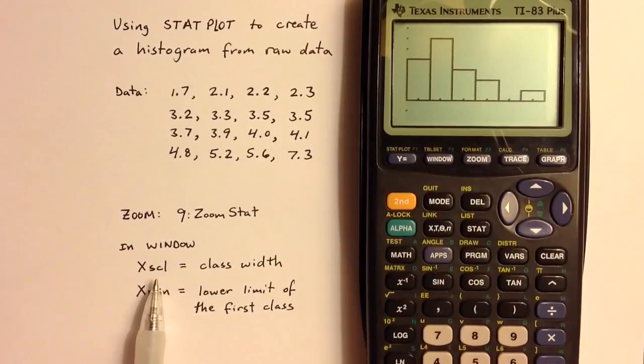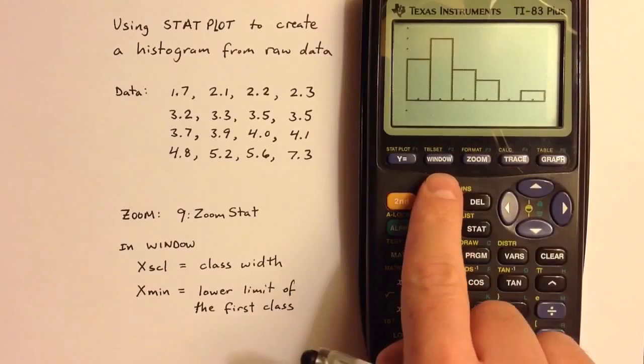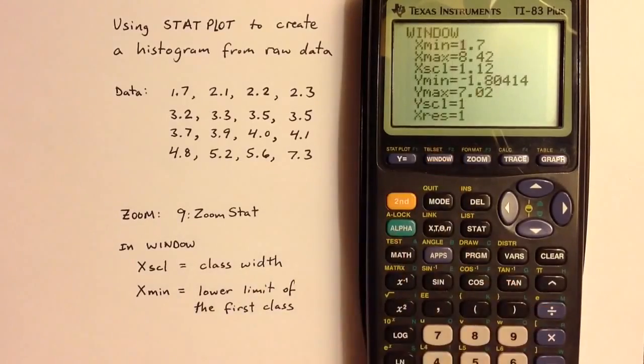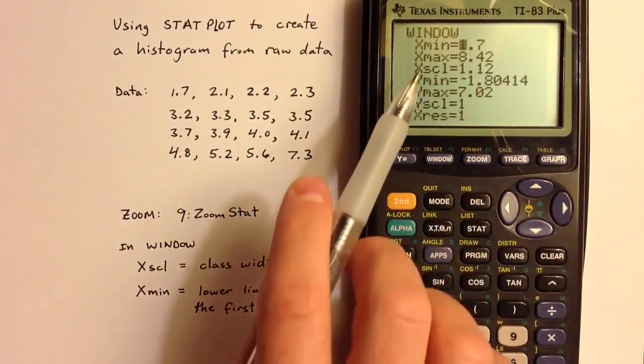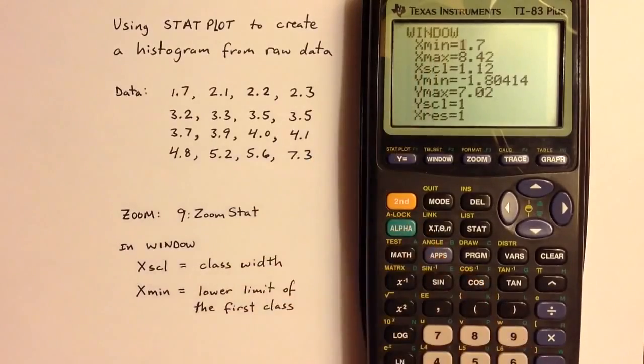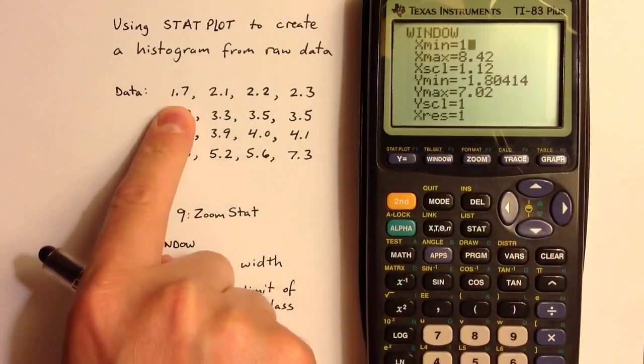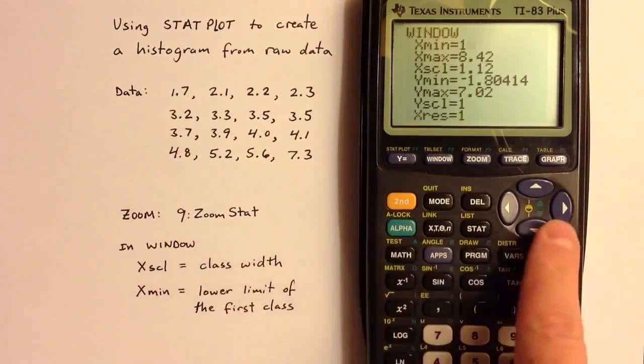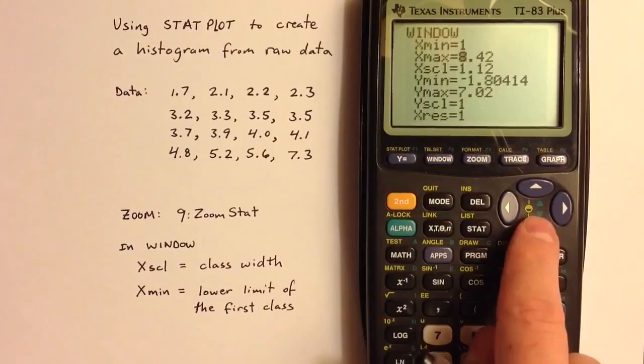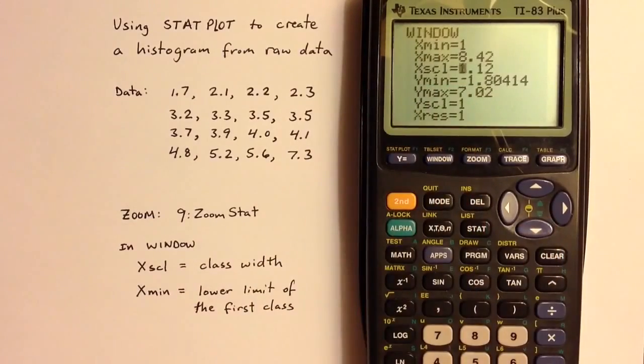Under the window menu, the X scale represents the class width and X minimum represents the starting value of the first class. So if we'd like to change those things, if I go to window, we see that the X minimum, the first class, starts at 1.7. Perhaps I want it to start at 1 instead. 1.7 you'll see is the first data value that we have. So that's the default setting. And then the calculator decided that 1.12 would be a good value for X scale. Perhaps I want to round that down to 1 as well.